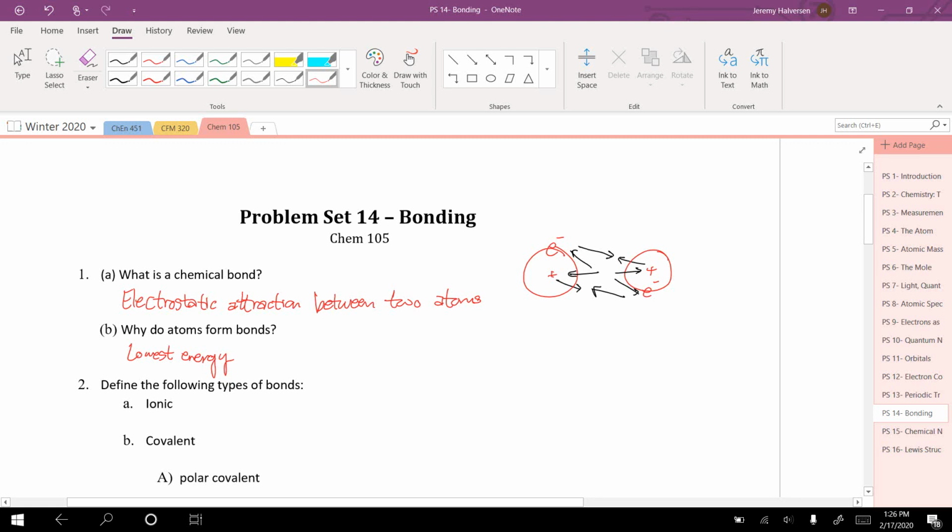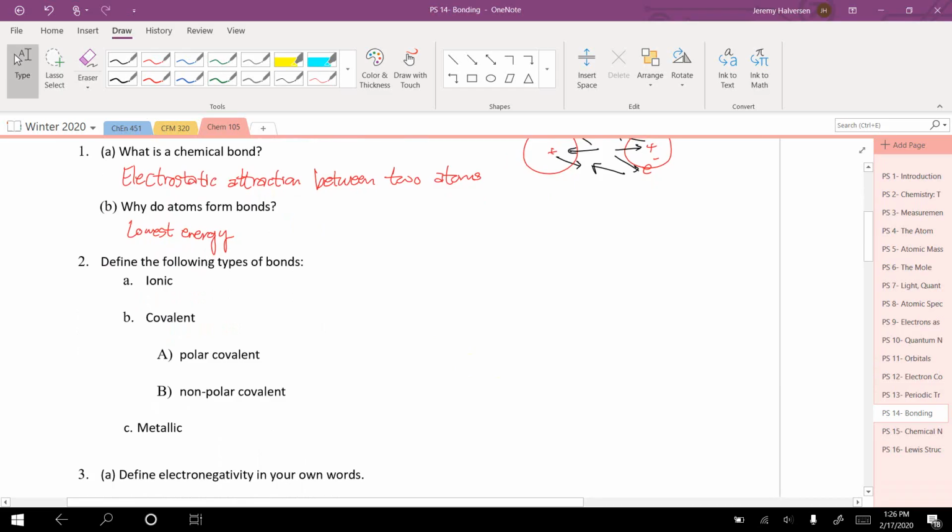And that's why we say some atoms don't form a lot of bonds. Like neon is a noble gas. It doesn't form bonds because it won't get to a lower energy state, because it's already at a pretty low energy state. So that's why atoms form bonds.